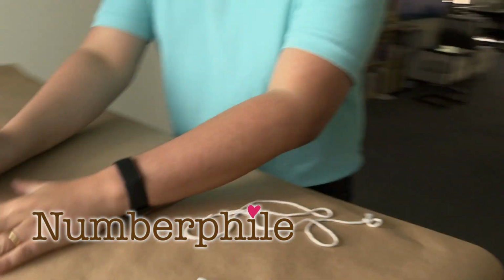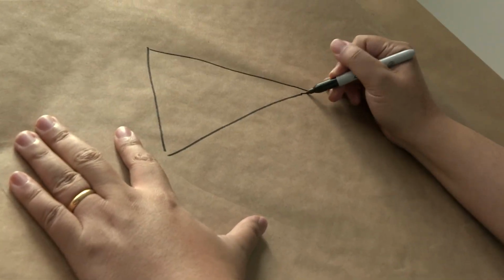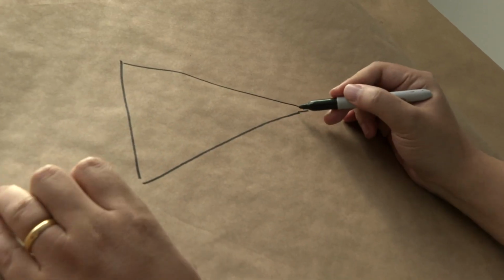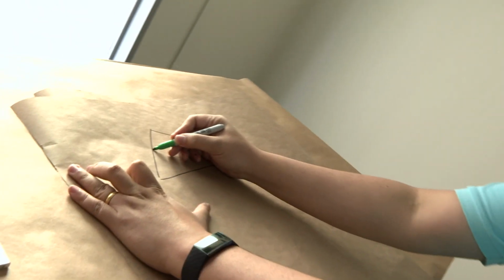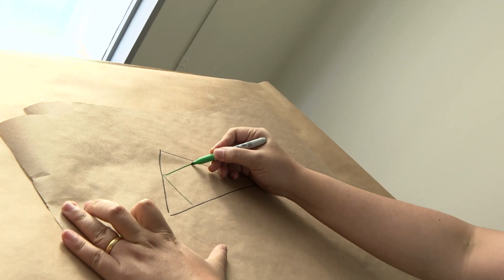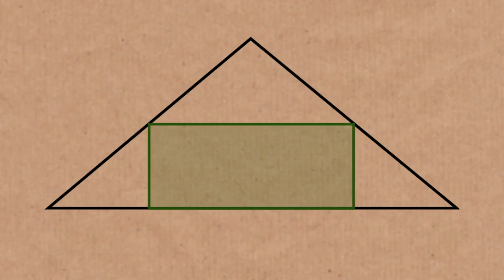So what we have is a triangle. The only requirement is that the base angles here are acute. And what we want to do is somehow draw a square. I'm just going to roughly sketch it out. In this case, we can see that we have a rectangle that is slightly wider than it is high.